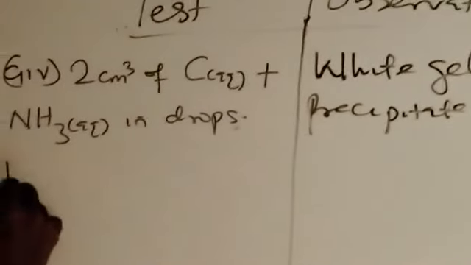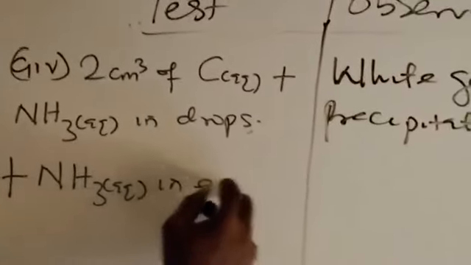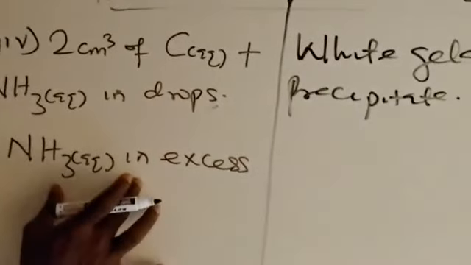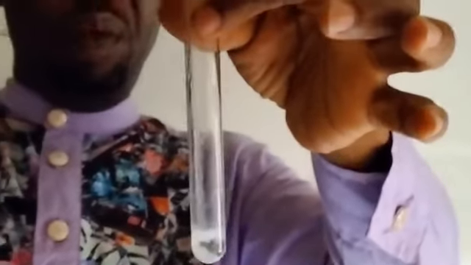So the next, we have to add ammonia in excess. We now say plus NH3 aqueous in excess. So we're going to add more ammonia to the white gelatinous precipitate that was formed. This is the white PPT that was formed, the gelatinous PPT. This is ammonia. We're adding more ammonia to this white PPT to see what happens, whether it's going to dissolve or not. So that is dissolving gradually. You can see that the white PPT had dissolved. It's now very clear. So the white gelatinous PPT dissolved in excess ammonia.